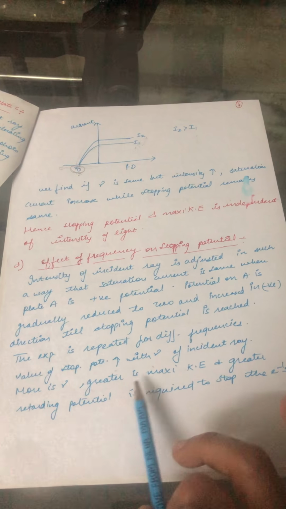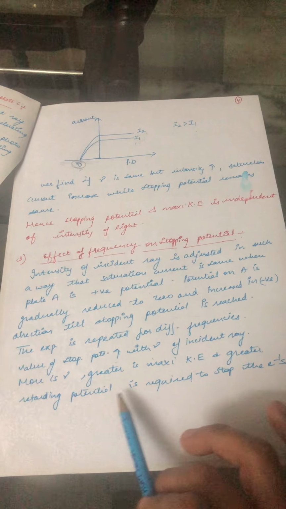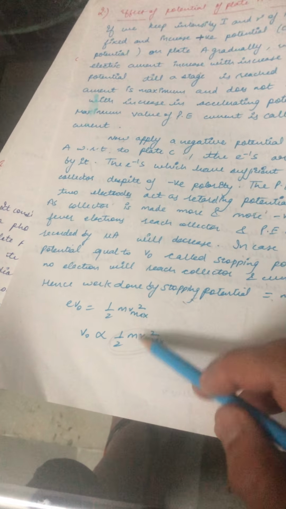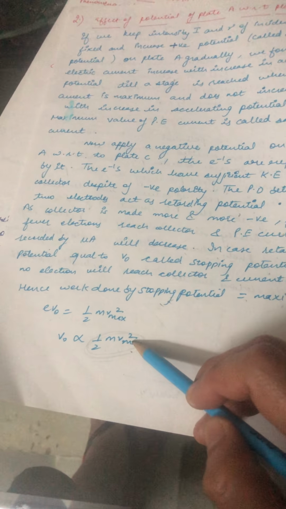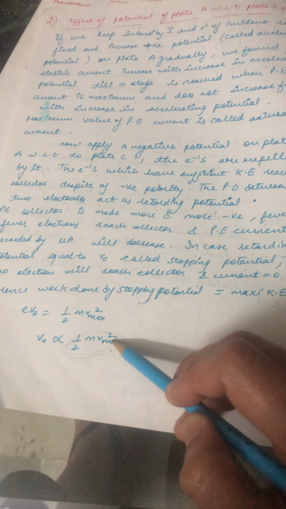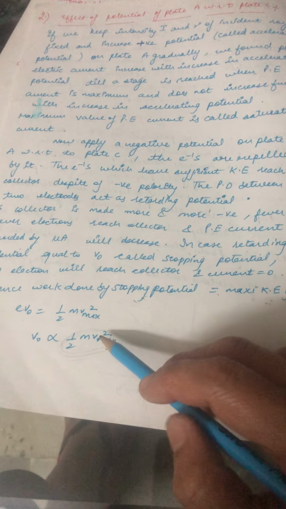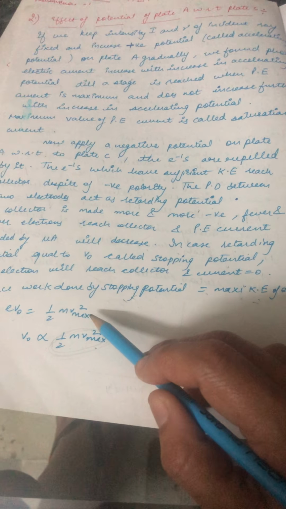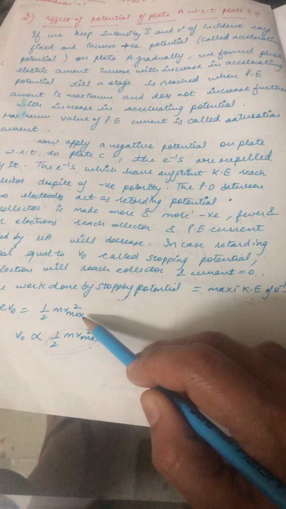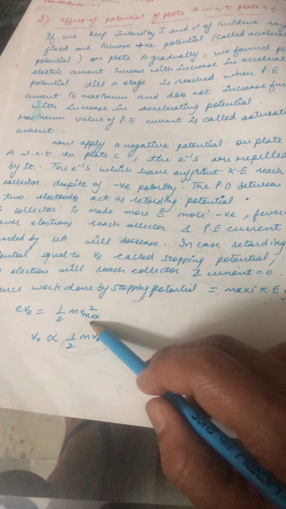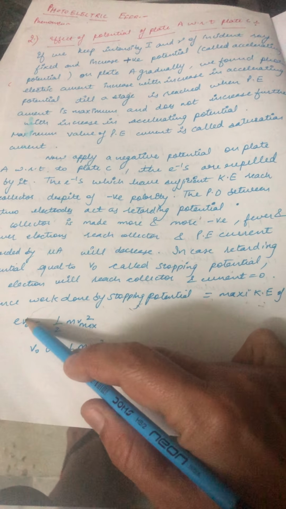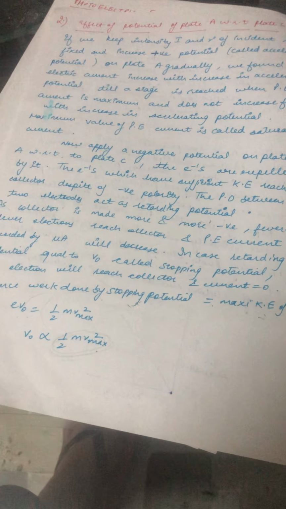The more the frequency, the greater is the maximum kinetic energy, and the greater is the retarding potential required to stop the electron. That we already know from here also. If we increase the frequency, what are we doing? We are not increasing the number of electrons ejected from the emitter plate. We are increasing the energy content of those electrons. So with the increase in frequency, energy content is increased, because of which stopping potential is increased.